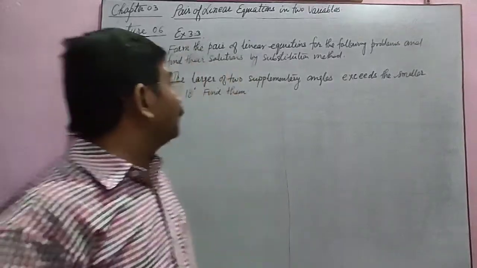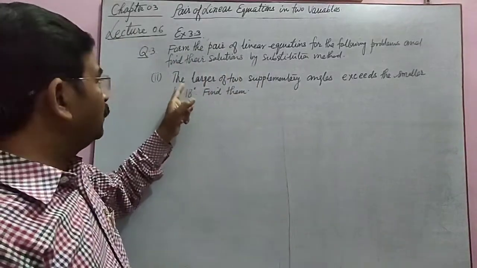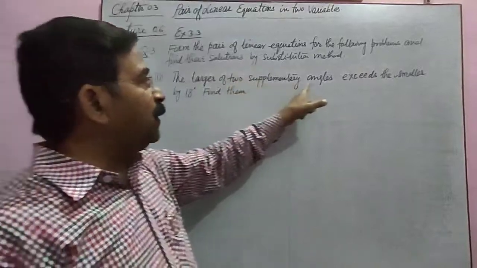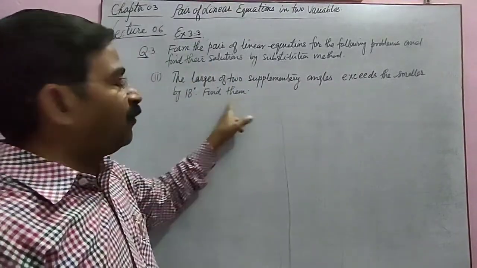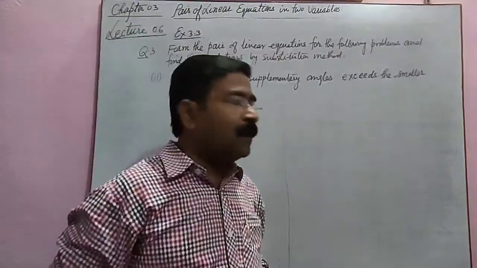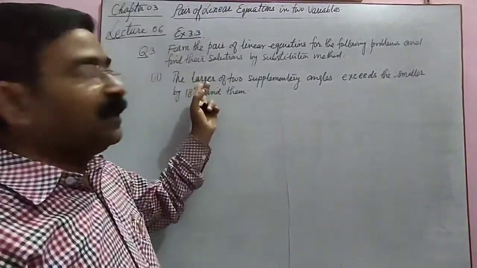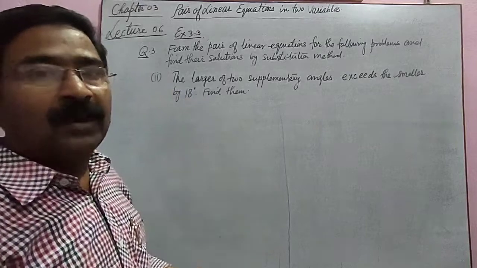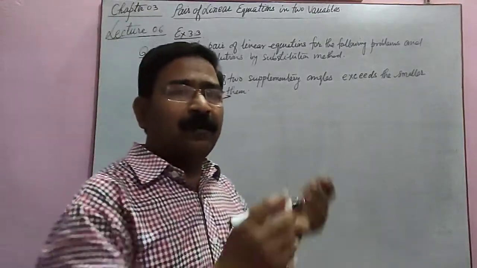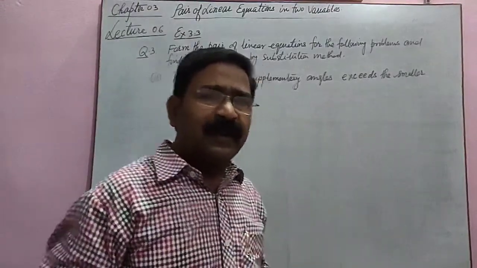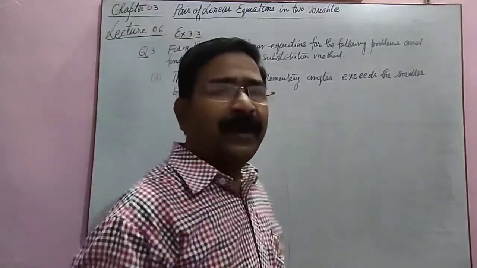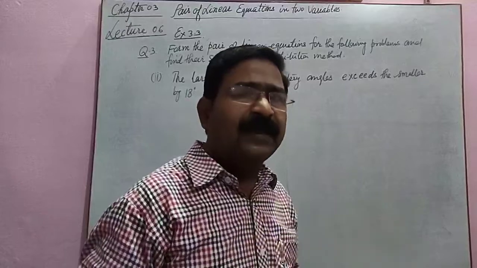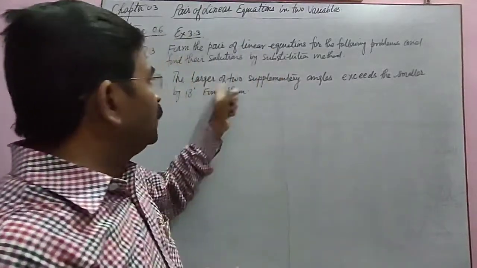Now in the second part of the question, very simple. The larger of two supplementary angles exceeds the smaller by 18 degrees. Find them. Now you know that supplementary angle, complementary angle. What are supplementary angles? You have been taught in previous classes. Supplementary angles: pair of angles whose sum is 180 degrees. Complementary angles: pair of angles whose sum is 90 degrees. Here we are talking about supplementary angles.